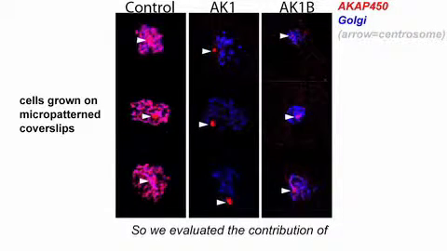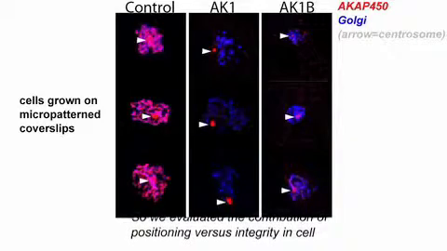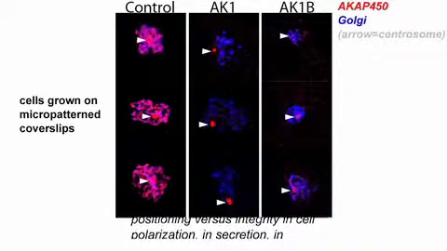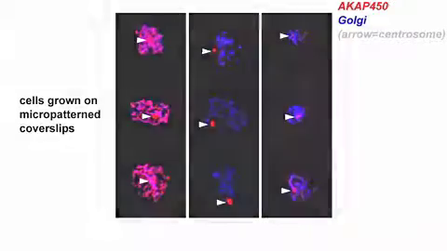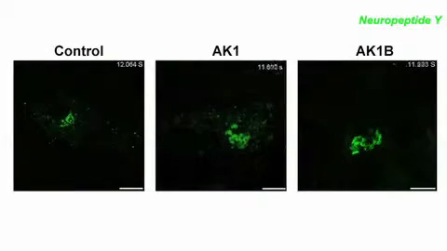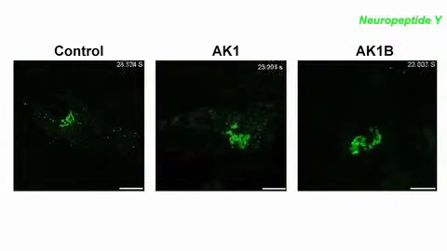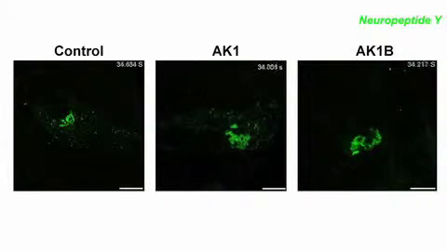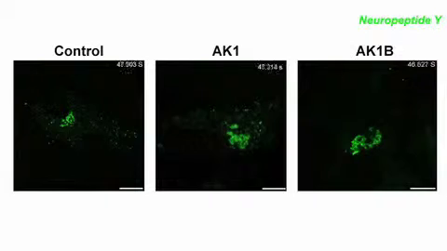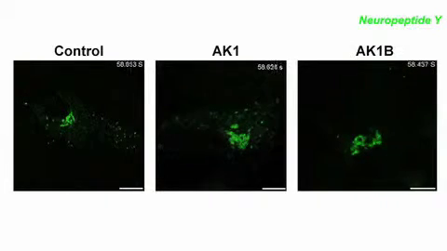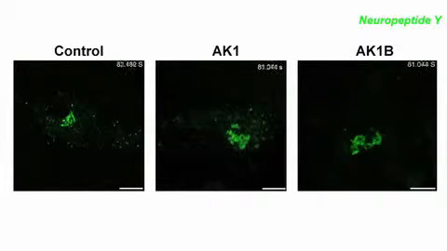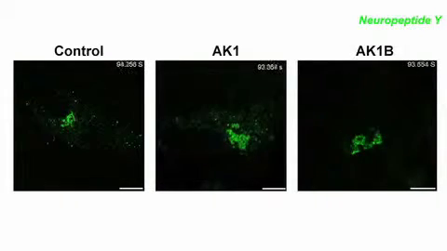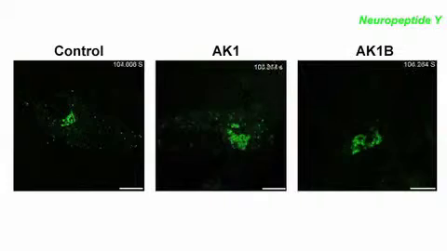So we evaluate the contribution of positioning versus integrity in cell polarization, in secretion, in migration, or ciliogenesis. Global secretion was unaffected by either fragment, but both AK1 and AK1b inhibited the polarized secretion of neuropeptide Y at the leading edge of migrating cells, probably because both fragments disrupt Golgi nucleated microtubules, which are required for directional vesicle trafficking. Hurtado et al. then looked at cell polarization in response to wounding.